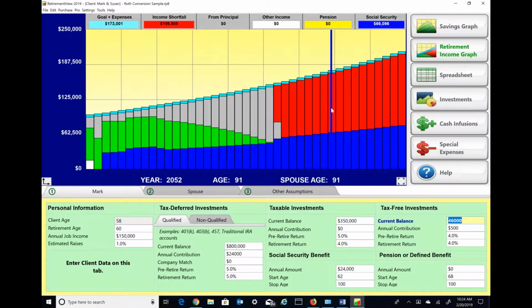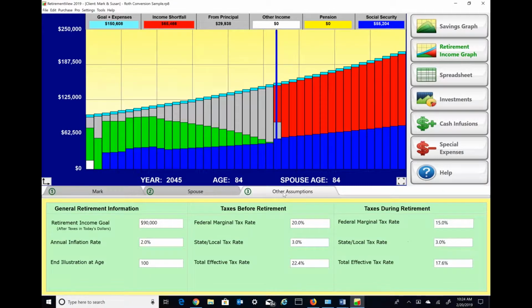You won't see any white on the graph because you only really see the white cash infusions if it's taxable, because this is an after-tax picture. So all we did was push it into the tax-free account, and that money gets tapped if needed. Okay, so that's it. That's all we've got to do.